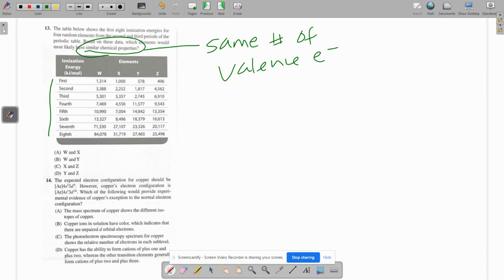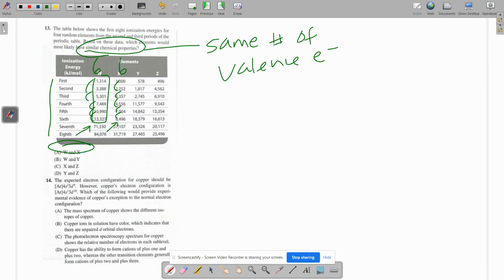So to determine the number of valence electrons, I'm looking for the big gaps. So for letter W, let's see, roughly doubles, roughly doubles, roughly doubles or less, doubles or less, but whoa, big jump. Okay, so this guy has one, two, three, four, five, six valence electrons. Okay, look at element X. Let's see, roughly doubles or less, doubles or less, doubles or less, oh, big jump. So again, one, two, three, four, five, six. So far, W and X, those two both have six valence electrons. It's probably like oxygen and sulfur, something like that.